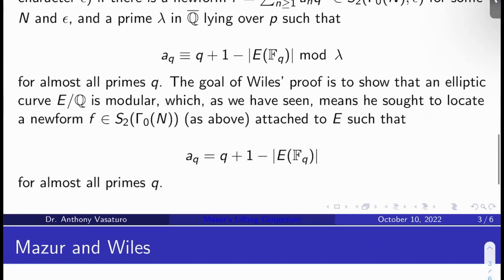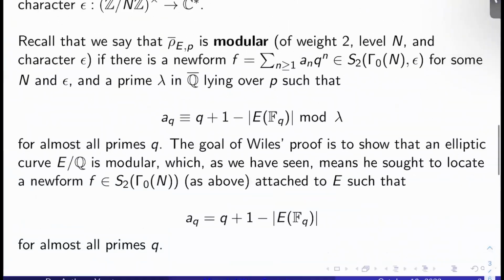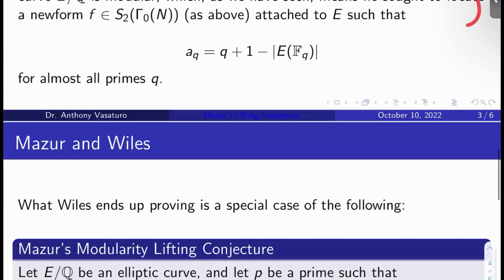And then what did Wiles want to do? His goal was to show that an elliptic curve E over Q is modular. What that means, as we've just seen, is he sought to locate a newform f in S_2(Gamma_0(N)) as above attached to E, such that a_q is equal to q plus 1 minus the number of F_q points on E for almost all primes q. This is what he wants to do. So what does he end up actually doing?